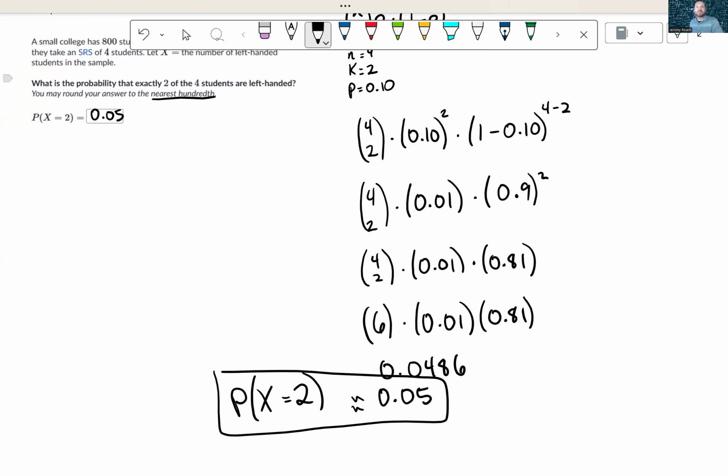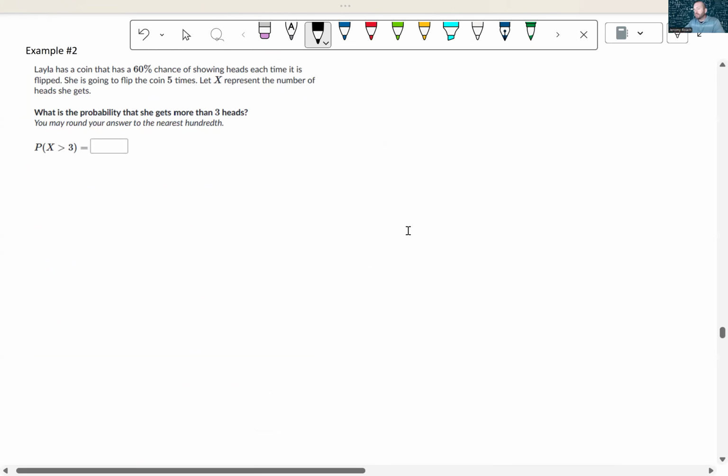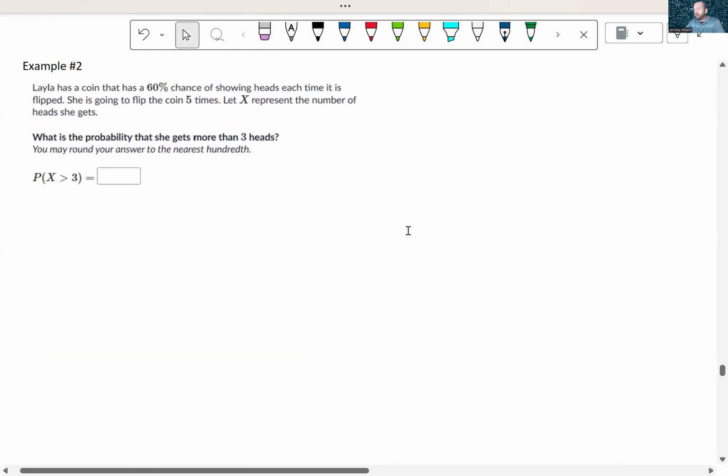Okay, let's take a look at another one here. And these do get a little bit tougher. Now we're going to look at one that doesn't say equals. We're going to look at one that says we want to find the probability that it's greater than some value.